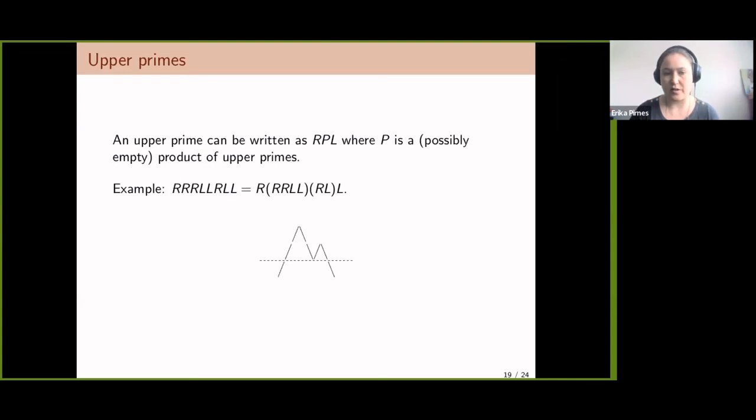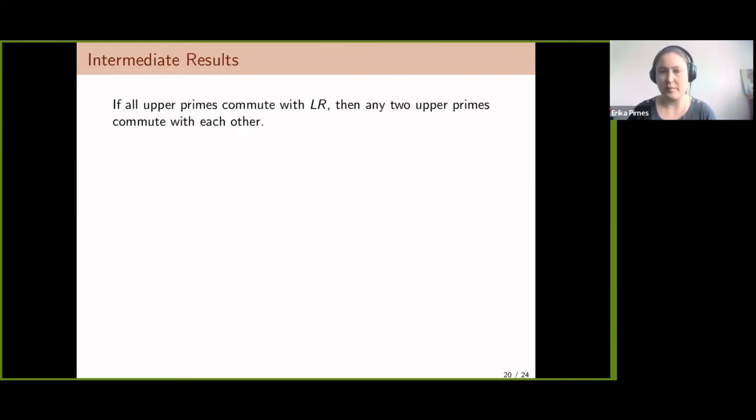And I think I have a picture here. An example: because the word is a prime, it means that we never return to the level we started from until the very end. So now I can draw a line here on level 1, and that's the lowest the word can come down to. So I first have R, then in this case a product of two upper primes, and then an L in the end. And this has a role in the next result.